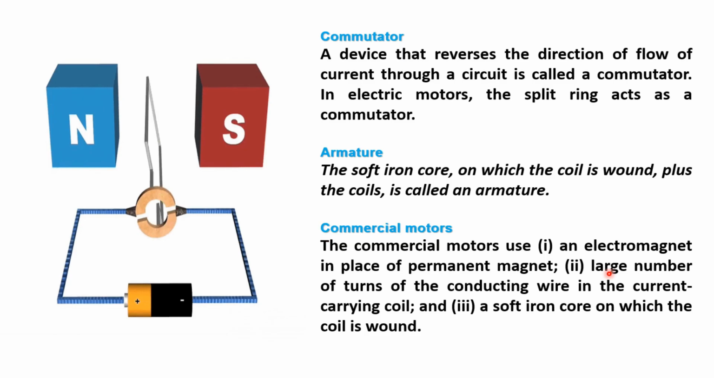A large number of turns of conducting wire in the current carrying coil. So this A, B, C, D, the number of turns on this rectangular coil will be increased. And the third point is the soft iron core on which the coil is wound. So these all three things are required for increasing the efficiency of the motor.